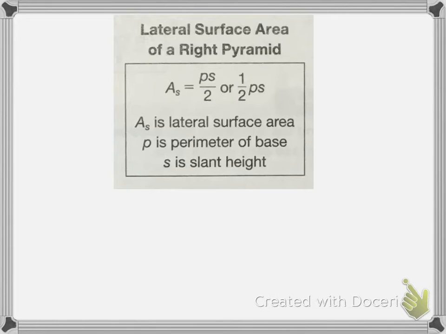All right, so your book gives you these formulas to use. The lateral surface area of a right pyramid, okay, they look a little funky. A sub S is right here. It stands for lateral surface area. So there's 2 ways we can do it. The first way is P times S divided by 2. P stands for perimeter of the base, and S stands for slant height. We can divide by 2. Another way you can do that is multiply the perimeter times the slant height by half. Dividing by 2 or multiplying by 1/2 will give you the same answer.